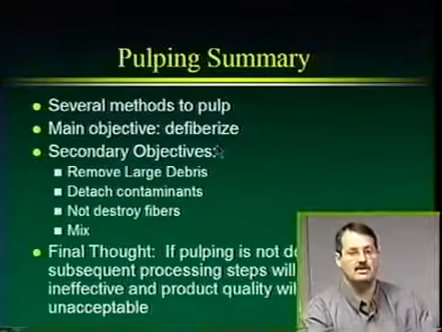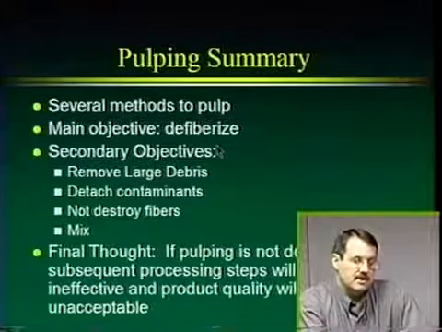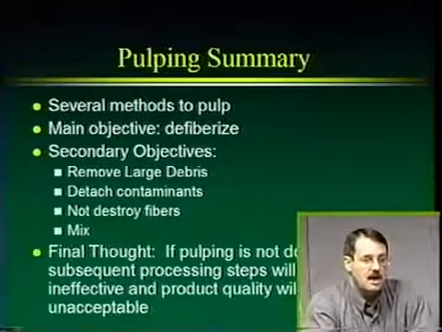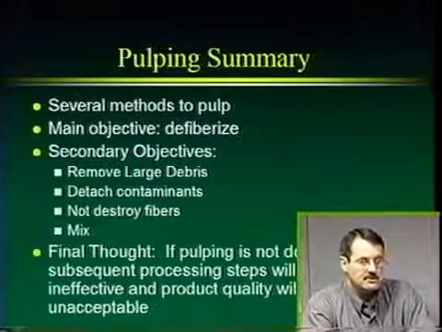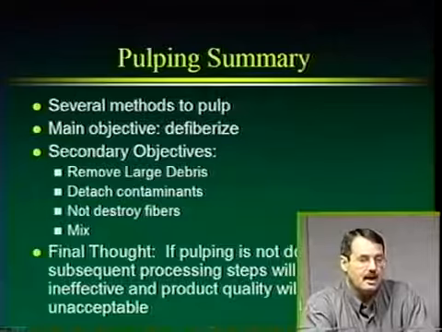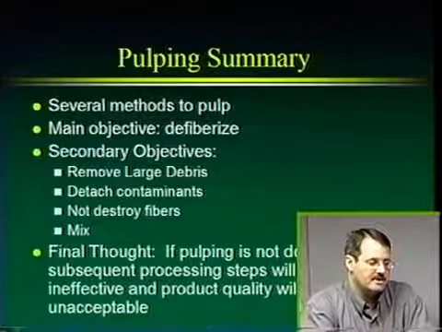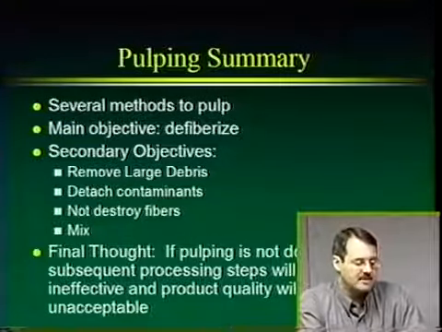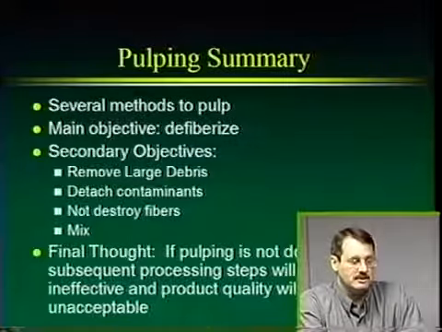Okay, now I want to just kind of summarize. There are several methods to do pulping. We talked about low and high consistency, batch and continuous. There's a way of choosing which one. Sometimes you'd have no choice. It's historical that the pulper's been in your mill. In other cases, these pulpers have been placed in position in a process such that they're going to perform best with the fiber and contaminant that they're supposed to deal with.